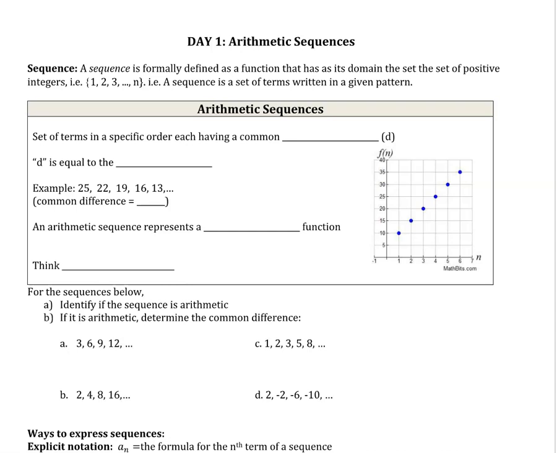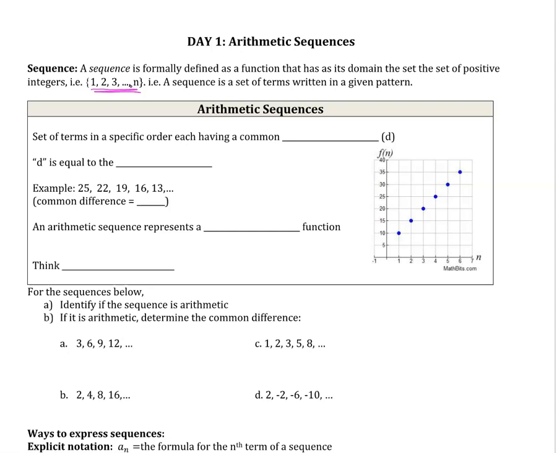A sequence is formally defined as a function that has its domain as the set of positive integers. So for instance, 1, 2, 3, 4, 5, 6, and so on. And a sequence is a set of terms written in a given pattern. So a lot of you guys probably learned the chant when you were little, 2, 4, 6, 8, who do we appreciate at the end of a game? I know I did. 2, 4, 6, 8, that's an example of an arithmetic sequence.